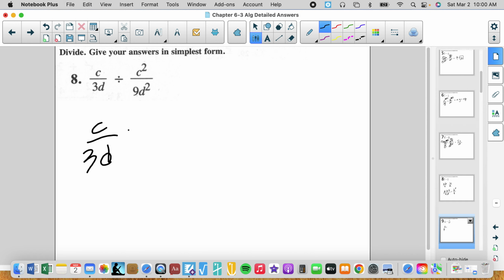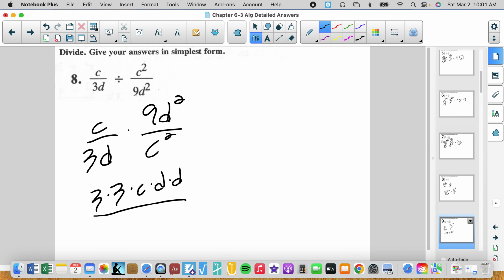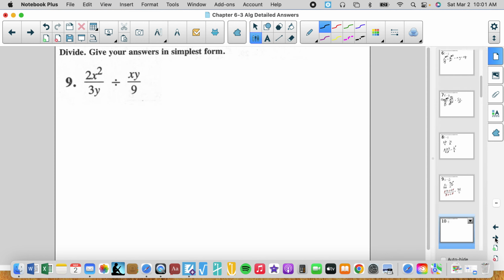I'll mix up that format every now and then just to see what's working. We have 3 times 3 times c times d over 3 times c times c times d. And now we can see that we're going to cancel the 3's. We can see we're going to cancel the c's and the d's. And now it's very easy to see what is left over. So there's no circling and sort of shuffling of stuff.